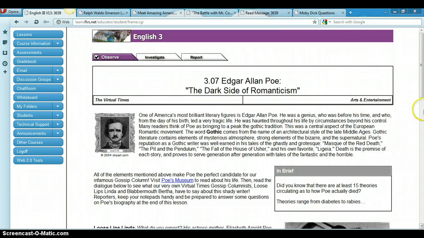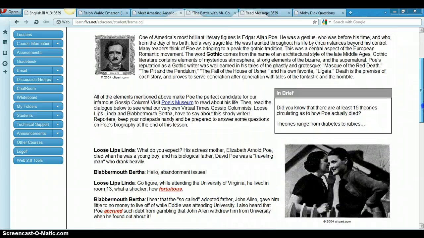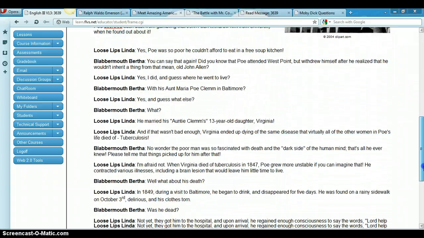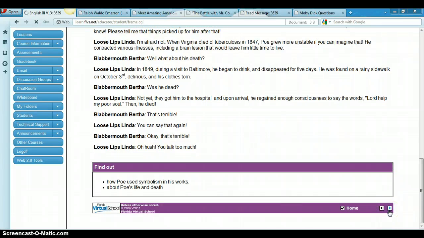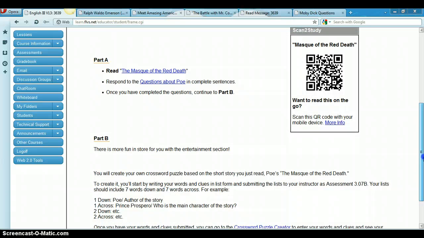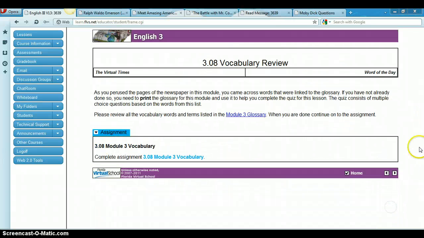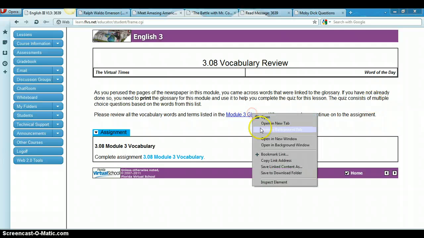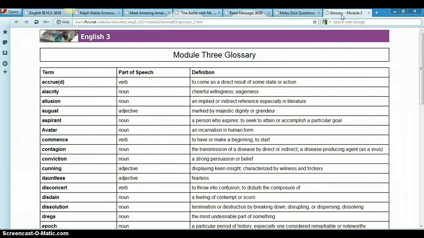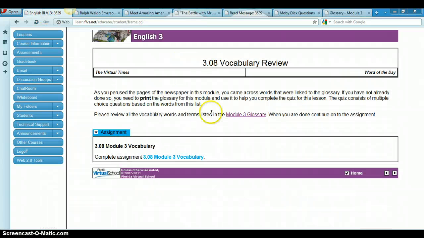Okay, remember 307 you don't have to do, but I would encourage you to come through here and read about Edgar Allan Poe and read this story because it is a wonderful one. And then 308 is going to be your vocab quiz. So you're going to look through your glossary. Don't forget there are Quizlets to help with those vocab words in discussion groups.